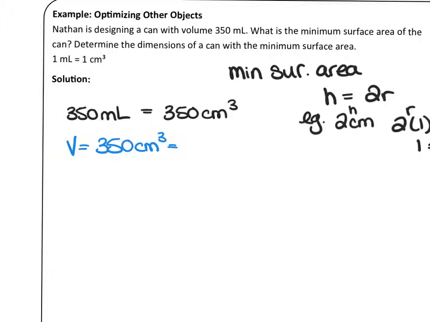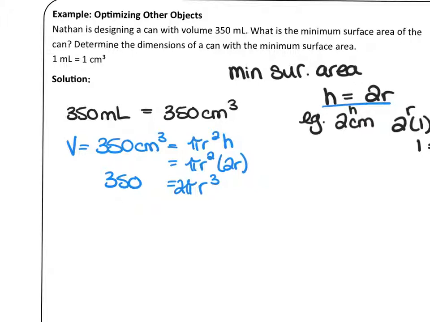So we know that the volume of a cylinder is pi r squared times h. From over here, h is equal to 2r, so I'm going to sub that in. So pi r squared times 2r, which is 2 pi r cubed, is 350.